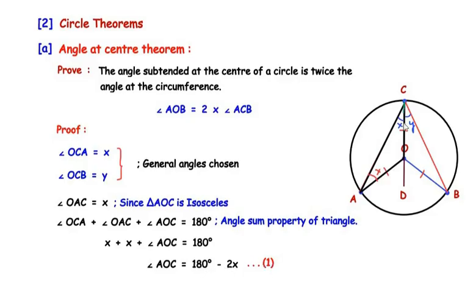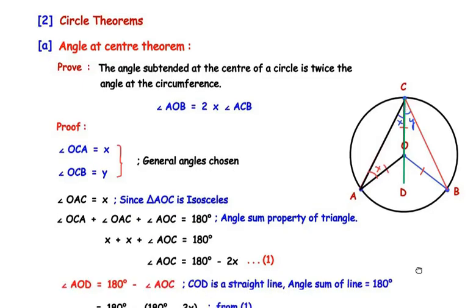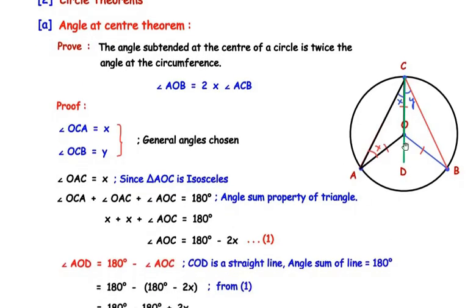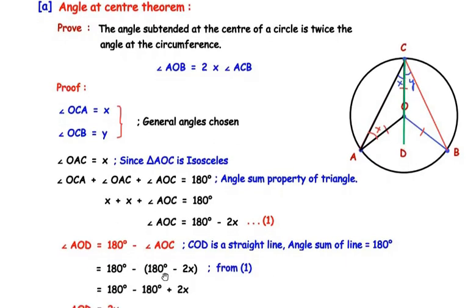Now let us consider the straight line we had drawn, that is COD. And we know that the angle on a straight line is going to be 180 degrees. And this straight line COD is made up of two angles, that is AOD and AOC. So here we have written angle AOD will be equal to 180 degrees minus angle AOC because COD is a straight line and the angle sum on a line is 180 degrees. Now we have got the value of angle AOC. So here 180 minus 2x, that is from equation 1.